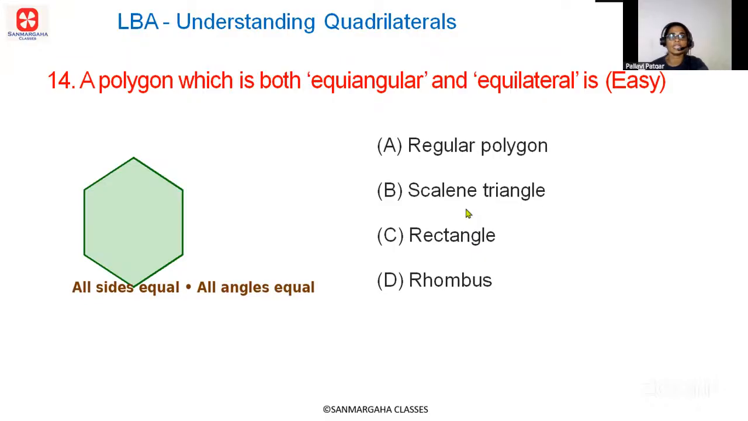In a rectangle, it is equiangular, that is 90 degree at all corners, but it is not necessarily equilateral. Okay. So rhombus. So this also is not it. Because while rhombus is equilateral, that is all sides are equal, it is not necessarily equiangular.